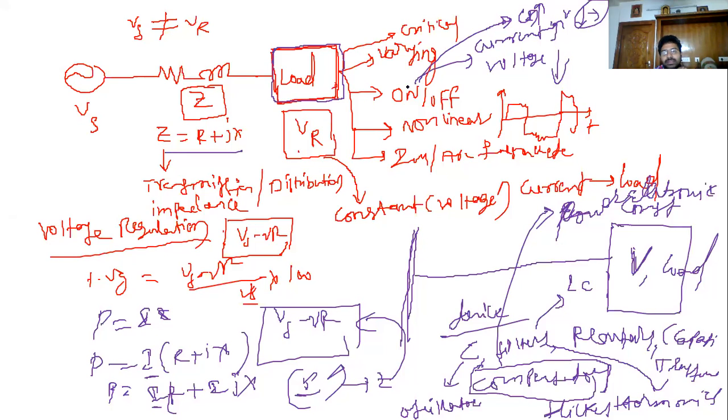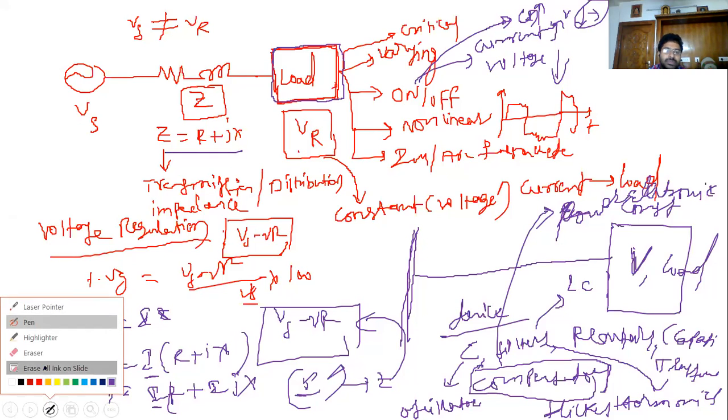What is this automatic tap changing transformer? We have a controller to control the number of taps. You know what a tap changing transformer is. A tap changing transformer is like this: a number of taps are connected.